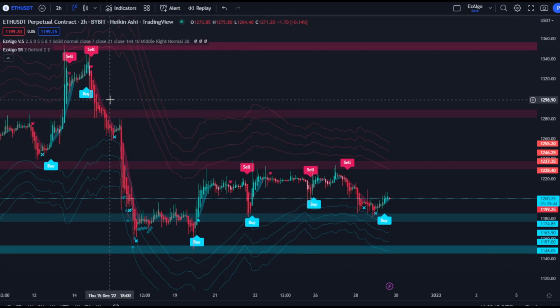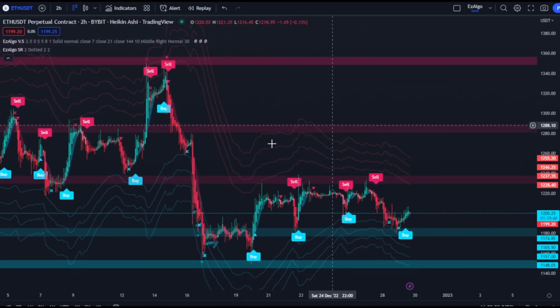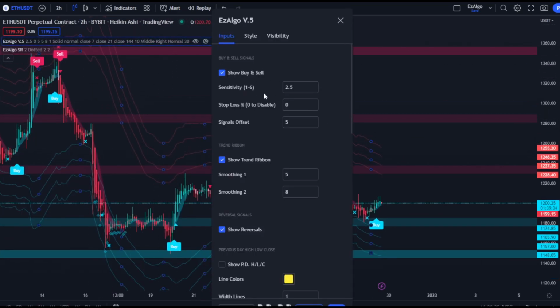So what I've done here on Easy Algo SR is actually get rid of the lines and labels, and I just have these support and resistance zones. I've also been using a 2.5 sensitivity on Easy Algo for the buy and sell signals. I find that works very, very well.